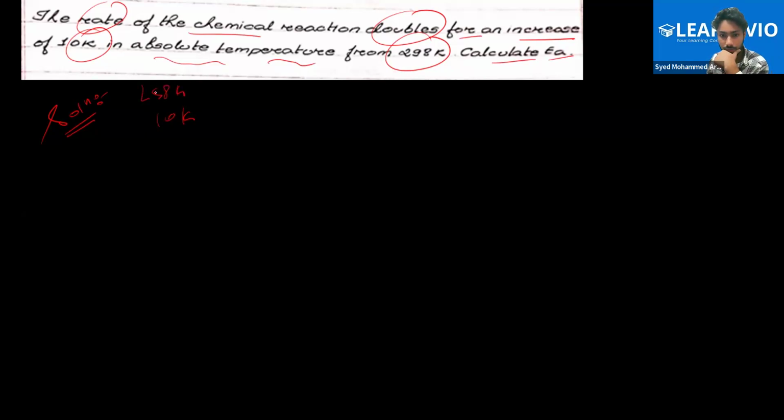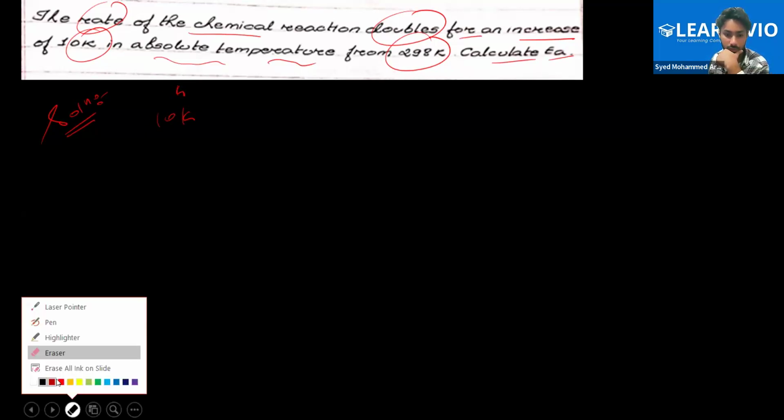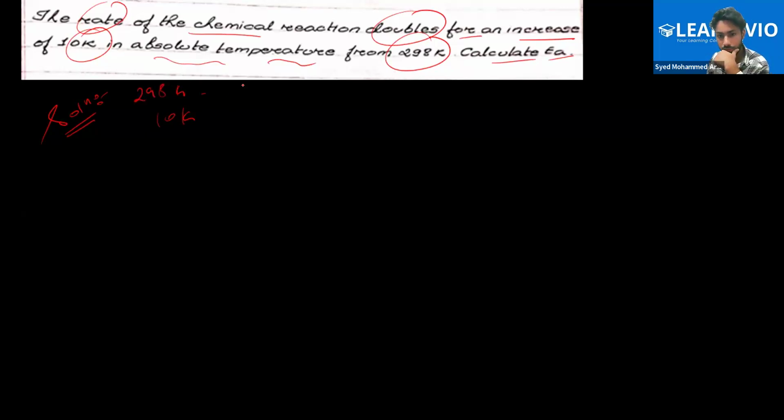Okay, see, I'm solving it. Just match your answer. Okay, so the rate of a reaction doubles for an increase in 10 Kelvin in absolute temperature. Calculate EA. So basically what is given to me is that if I increase the temperature from 298 Kelvin to 308 Kelvin, then the rate will become double. Then the rate doubles. This is the given part.